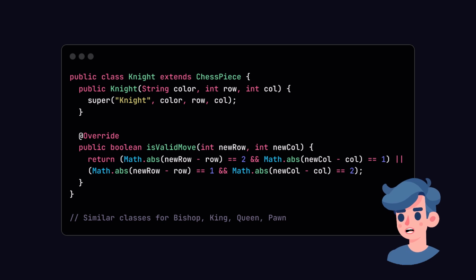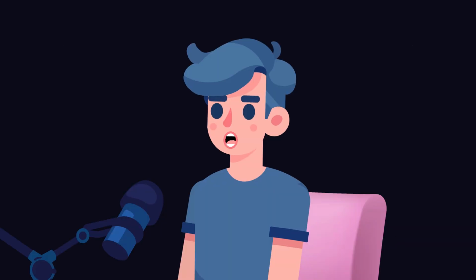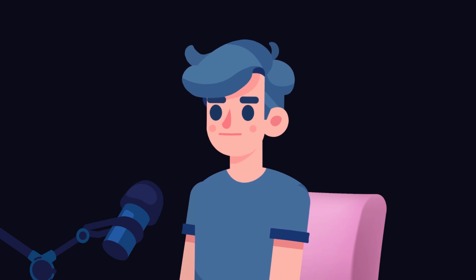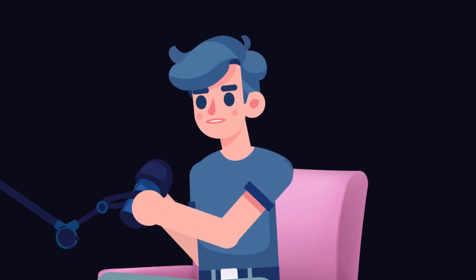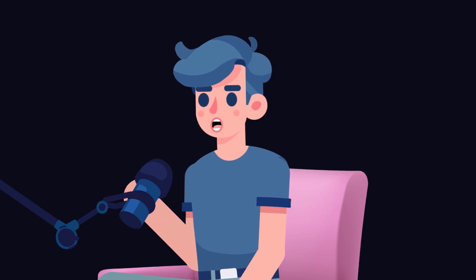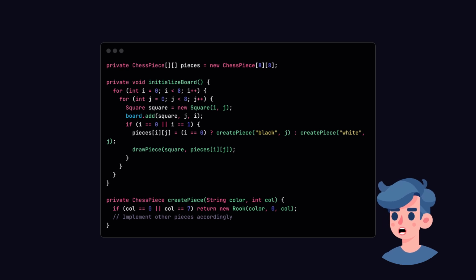Next, let's add the other pieces such as knight, bishop, king, queen, and pawn. They will also extend the ChessPiece class and implement their movement rules correctly. Defining all pieces like this sets the groundwork for later, where we'll make the board interactive. For this tutorial's sake, I'll leave it to you to implement those classes similarly. Next, we need to manage the pieces on the board. Let's modify our Chessboard class to hold the pieces and draw them on the squares when initialized.